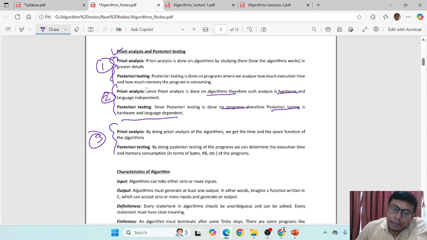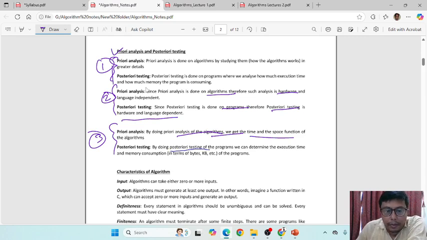And three, it is the priori and posteriori analysis. How do we analyze an algorithm by doing the priori analysis? We analyze the algorithm based on the corresponding time and space function, which we will see. Just as I told you, we will first develop the time and space function, and then we will try to analyze it. So the priori analysis is done based on the time and space function of the algorithm.